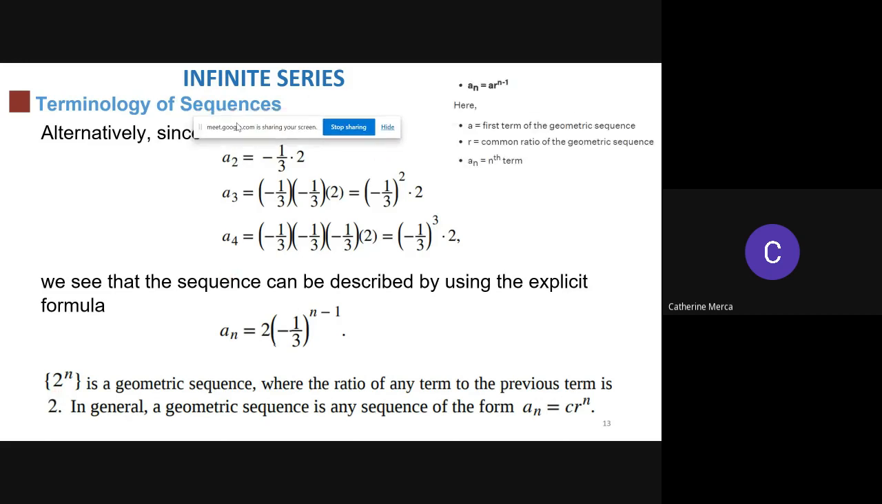But if you are familiar with it, this is the formula that we have in finding the nth term of a geometric sequence, which is a sub n equals a r to the n minus 1. So a here is the first term, r is the common ratio, and n is the term number. So the nth term is what you look for in a sub n. You only need to remember these two: the arithmetic sequence and the geometric sequence. You make use of these formulas.